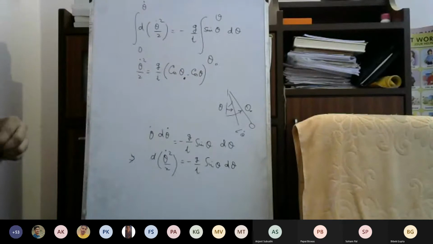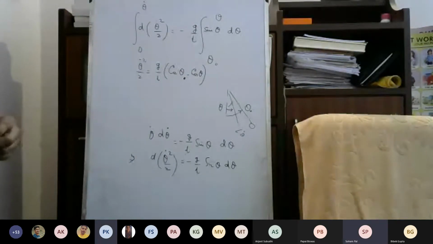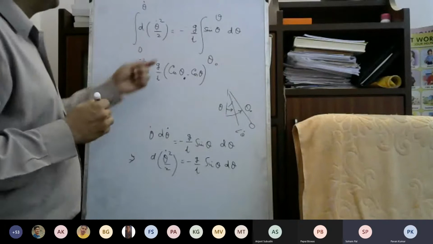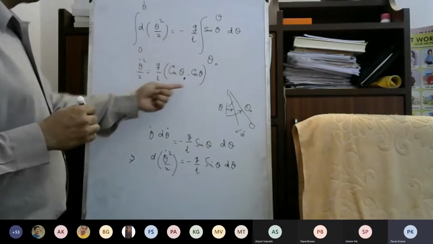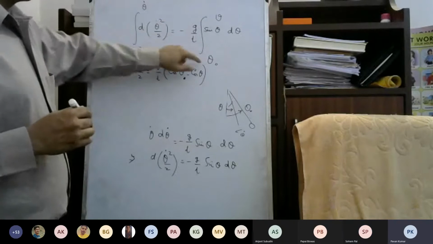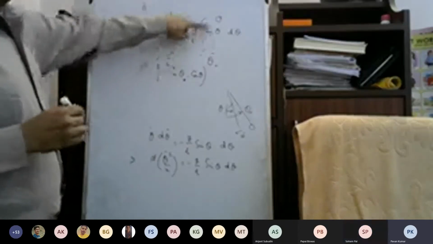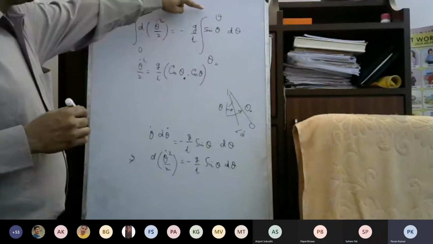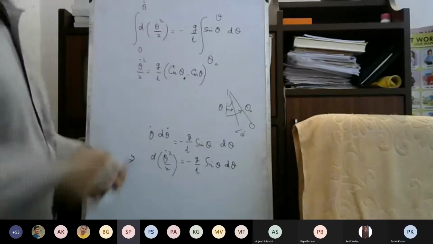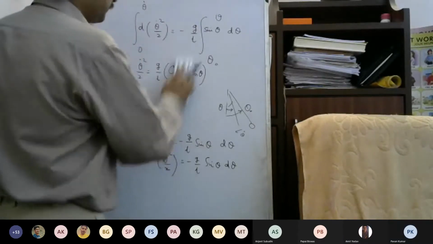Yes? Sir, there won't be a minus, I guess. Like, the integral of minus sine theta d theta is cos theta. So it was from theta naught to theta. Sir, he is saying that cos theta naught will become the other side.